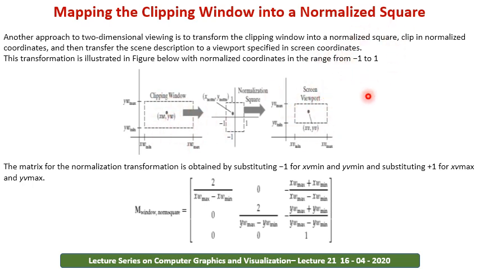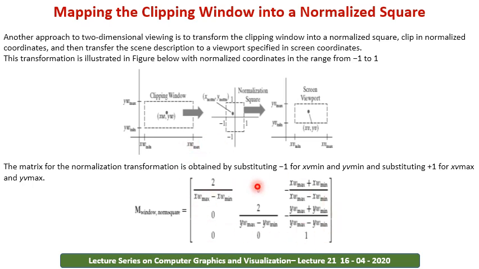So we are applying these normalized coordinate values -1 and 1 to the scene, so that the matrix for the normalization transformation is obtained by substituting in the previous equations the value xv min as -1 and +1 as xv max. Once you substitute all the values in our previous equations and calculate the equations for Sx, Sy, Tx and Ty, then we can multiply S and T, so that we get this matrix for normalization transformation.